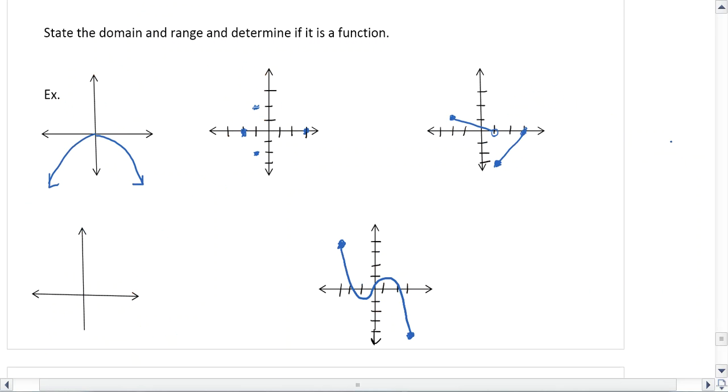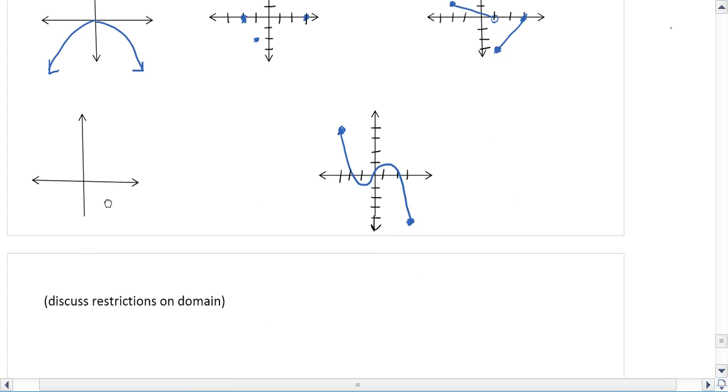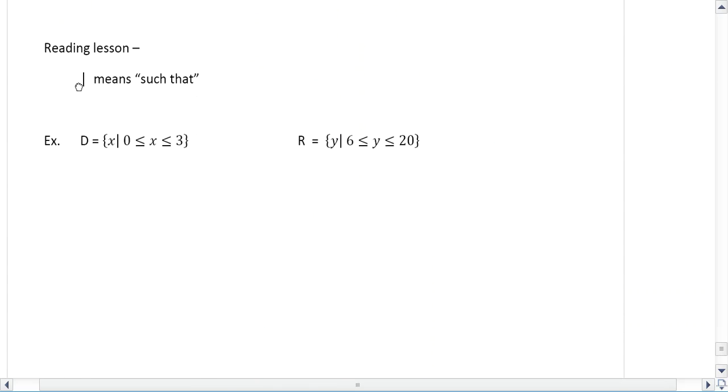All right, in this next part, we are asked to state the domain and range and determine if it is a function. So before we do this, I just wanted to have a little bit of a reading lesson so we would know how to state domain and range. So on this screen right here, the reading lesson is this line, this up and down line that sort of looks like half of an absolute value symbol. This line means such that.